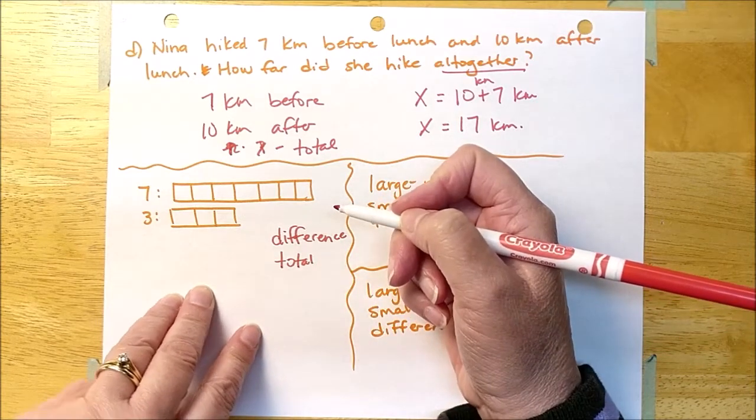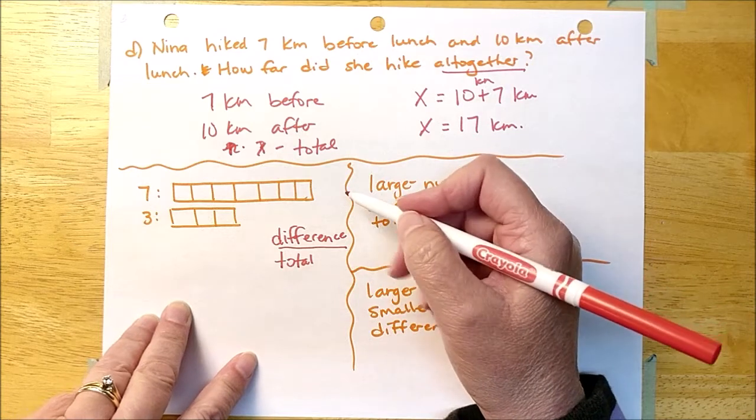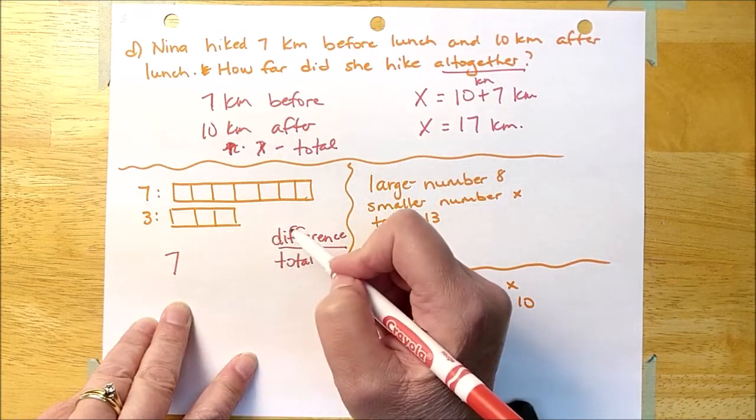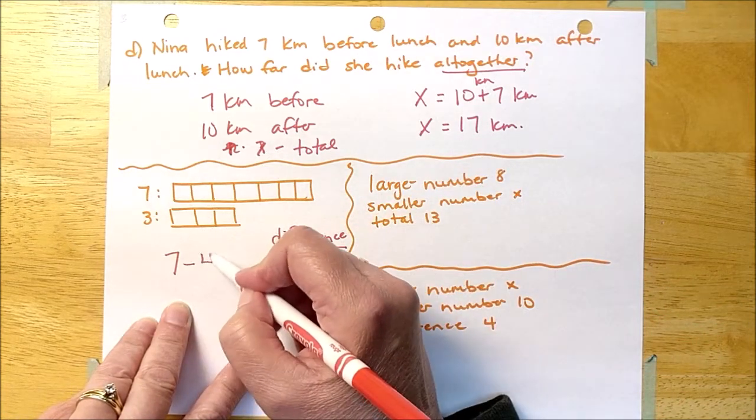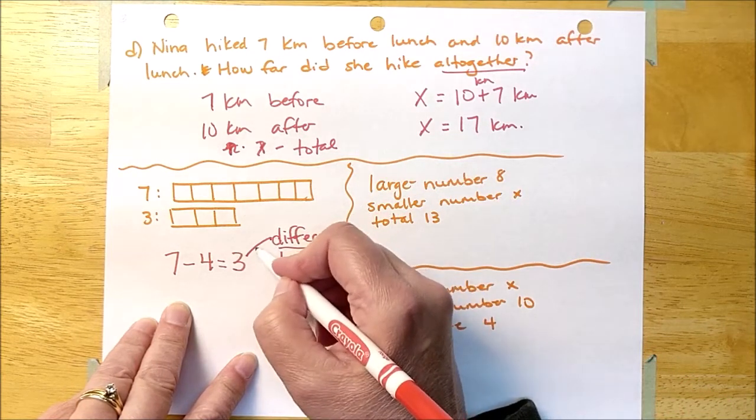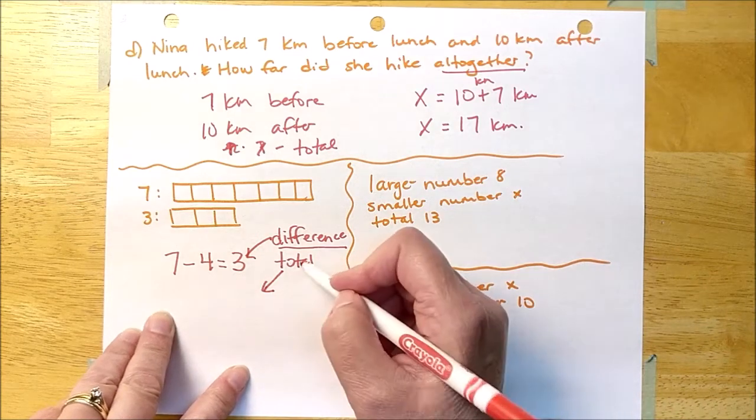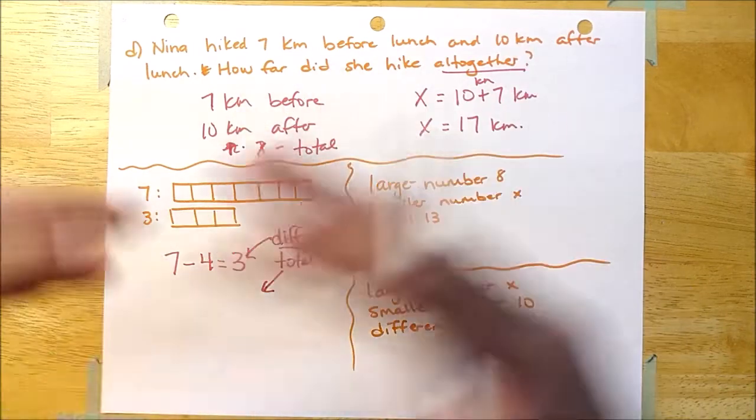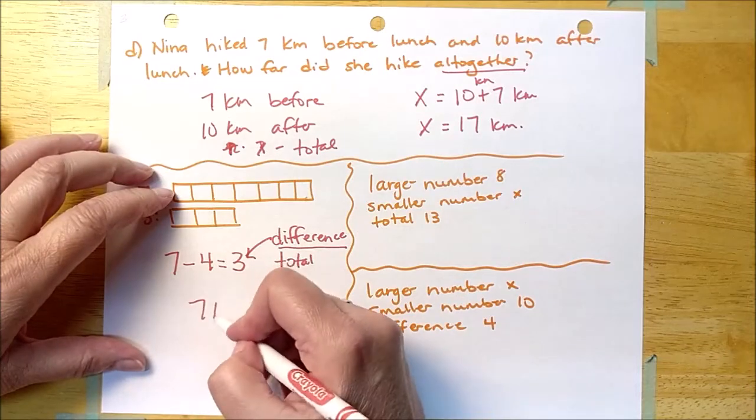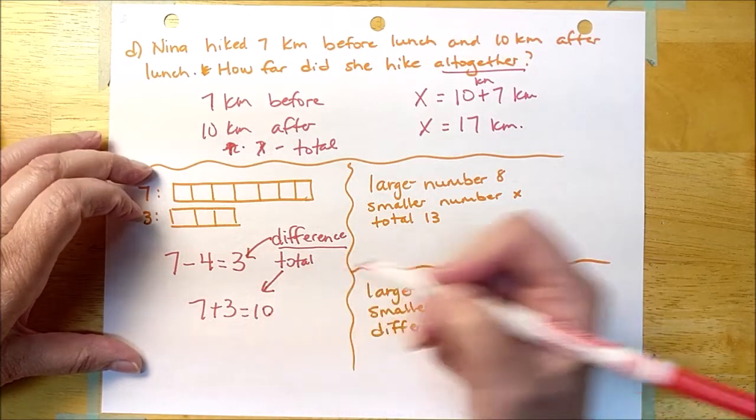So in order to find the difference, we need to take the total minus part 1, and that will give us the difference. So the difference is 3. To figure out the total, you want to know how big it is, you're going to have to add those together. So that would tell you the total. You altogether have 10 blocks.